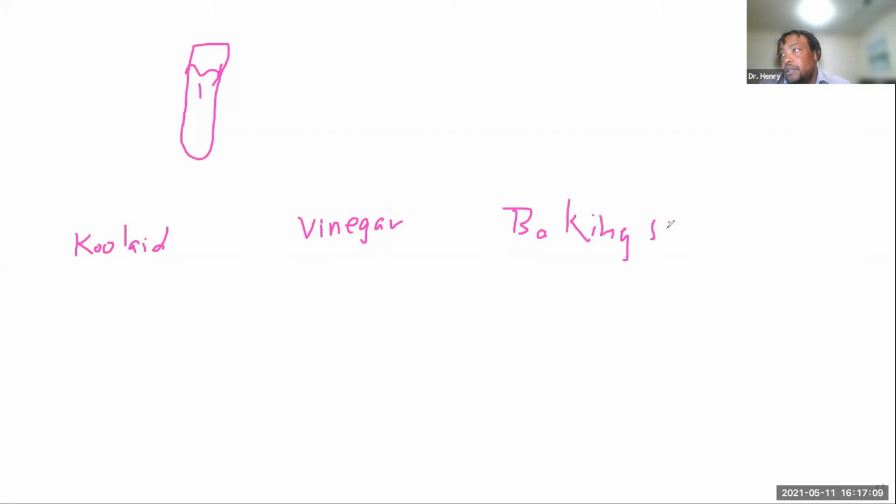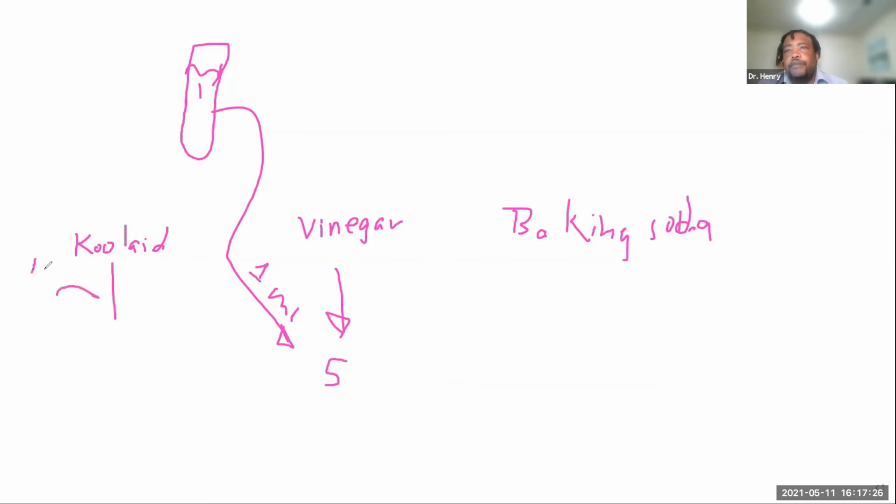Okay, so this is your indicator here, right? You're going to be adding it to your Kool-Aid. You're going to add it to your vinegar. And then you're going to add it to baking soda. So we use just straight vinegar? Yep, just straight vinegar. So 5 mils of your straight vinegar. You're going to add 1 mil of this guy. To your Kool-Aid, you're going to add 1 to 2 mils.